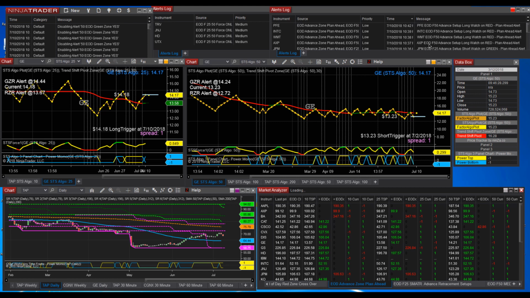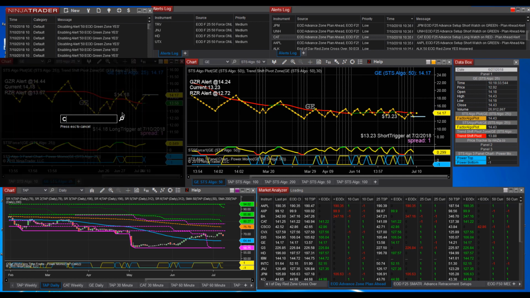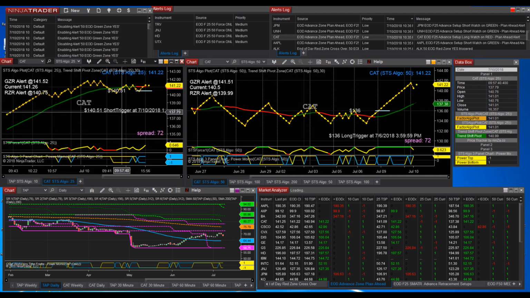But here's Caterpillar on the 25. It sat all day and chopped. It had a great day yesterday. Biggest trade I had on a day trade was this breakout. I'd already been watching it, and it broke out and ran $5 yesterday intraday, and you can see where it ran all the way up, and then today it just went sideways all day.